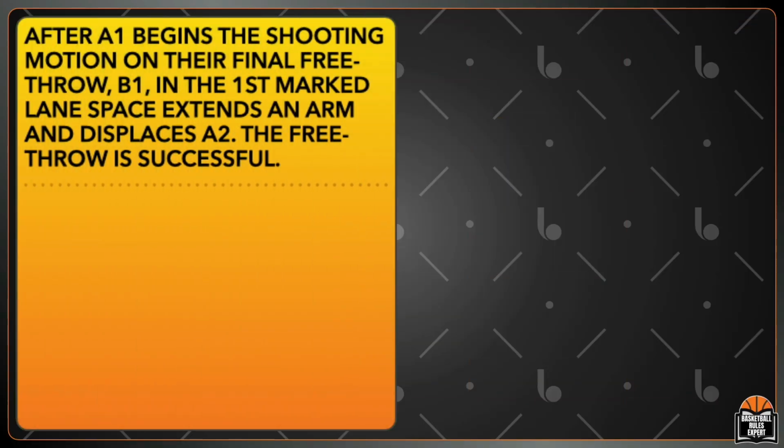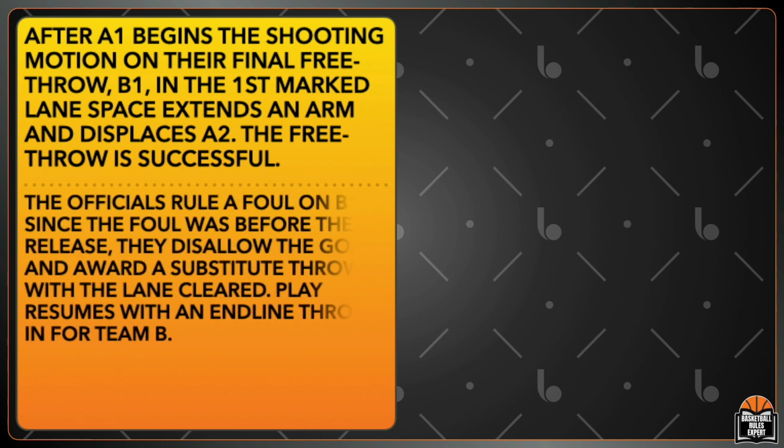After A1 begins the shooting motion on their final free throw, B1 in the first marked lane space extends an arm and displaces A2. The free throw is successful. The officials rule a foul on B1. Since the foul was before the release, they disallow the goal and award a substitute free throw with the lane cleared. Play resumes with an end-line throw-in for Team B.